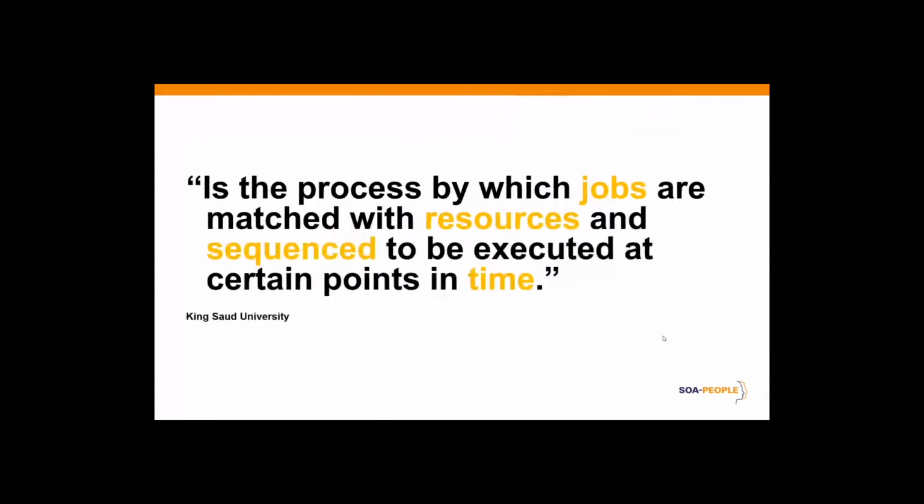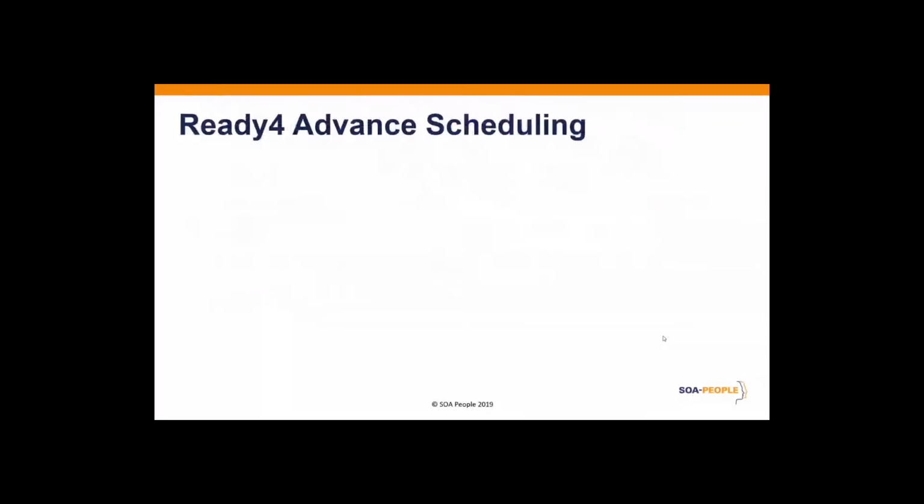So what is scheduling? Scheduling is the process by which jobs are matched with resources and sequenced to be executed at certain points in time. So here we have matching jobs with resources, but also sequencing the job so they can be executed at certain points in time. So how do you do that in SAP?